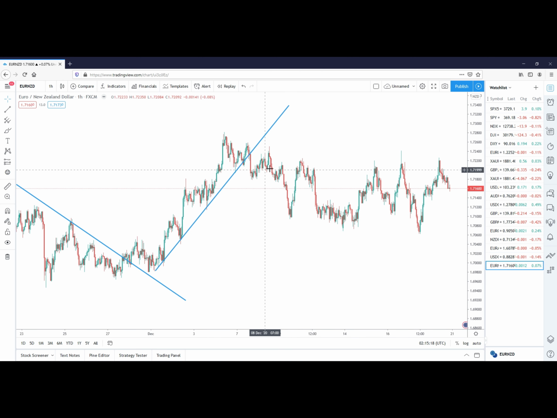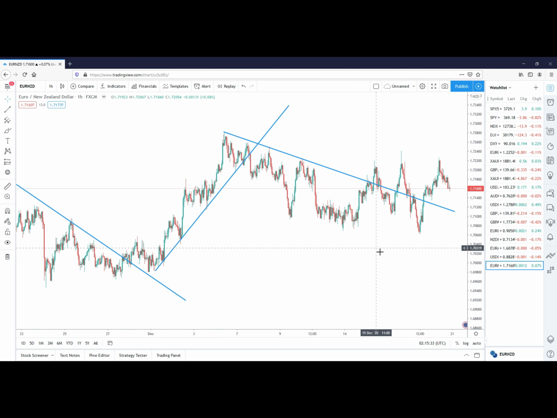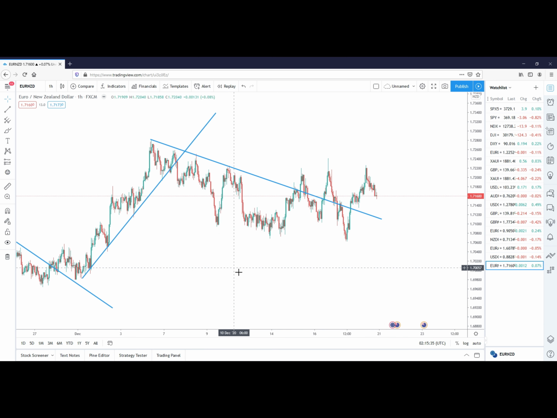This broke, didn't quite retest, but it made a lower high than this one did. So if you wanted to trend this out, you could. All right, now where would you get in on this one, right?